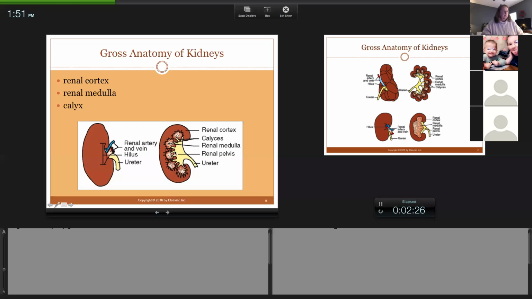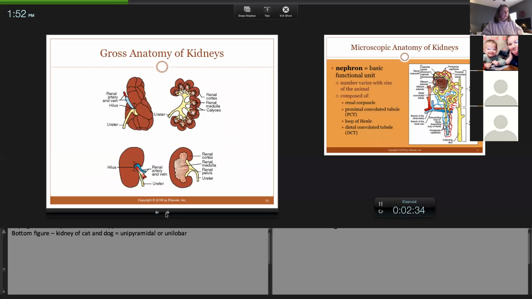Now, all of this can be seen grossly. You can cut it in half and look at this structure. Most kidneys look the same. I want you to know this top kidney is from a cow. They have the same parts as a dog kidney, but it's called a lobular kidney, meaning it looks like it has these lobes. You still have a cortex and a medulla and a calyce, and then these tubes, the pelvis just looks like a series of tubes.